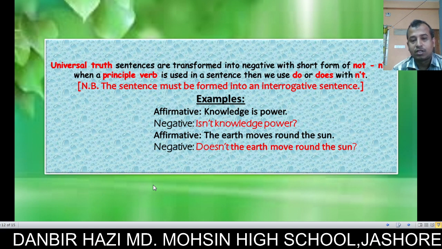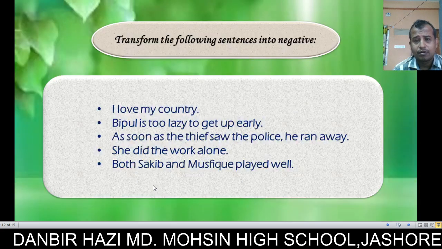The earth moves around the sun. Doesn't the earth move around the sun? So all these statements are about universal truth, and in this kind of sentence, we have to make it negative interrogative. My dear students, you have a task here. You have to do it at home and show me in the class. You can take a screenshot of this.